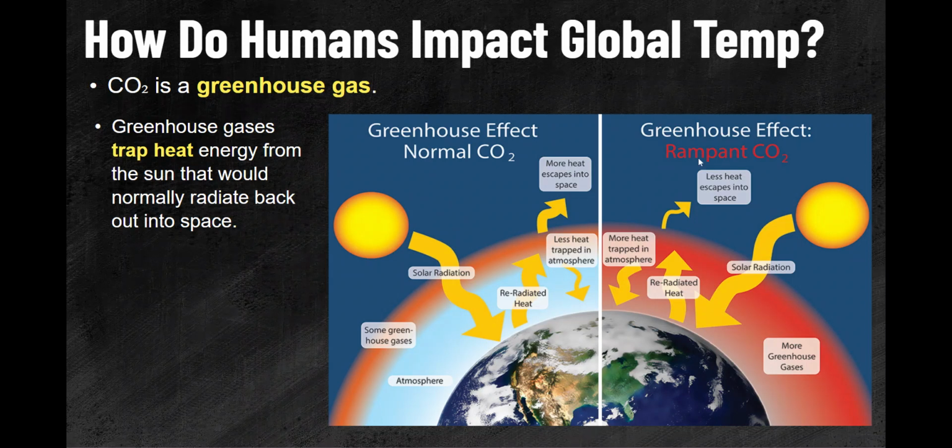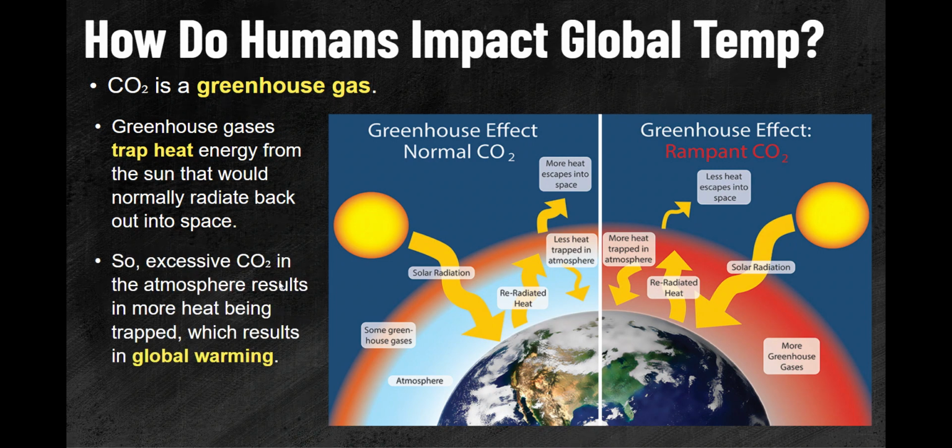What happens when there's an excessive amount of CO2 in the atmosphere? The solar energy enters our atmosphere, but very, very little of it actually escapes back out into space. Almost all that heat gets trapped within our atmosphere. What's the consequence of that? Well, the excessive CO2 results in more heat being trapped, which causes global warming. Global warming is the worldwide increase in Earth's average surface temperature. So Earth, on average, is getting hotter. That's why CO2 in our atmosphere matters. If we're pumping excessive amounts, it causes global warming.